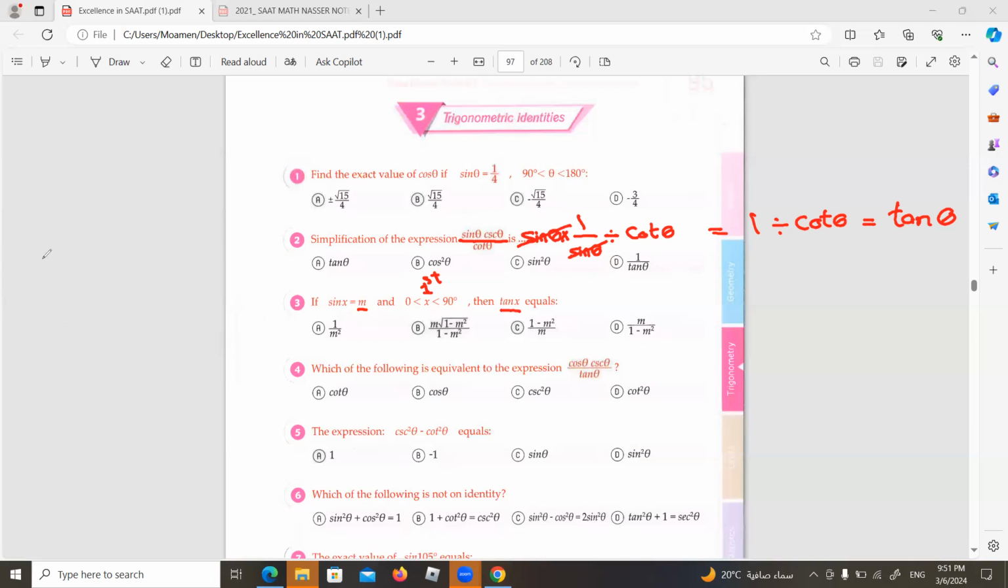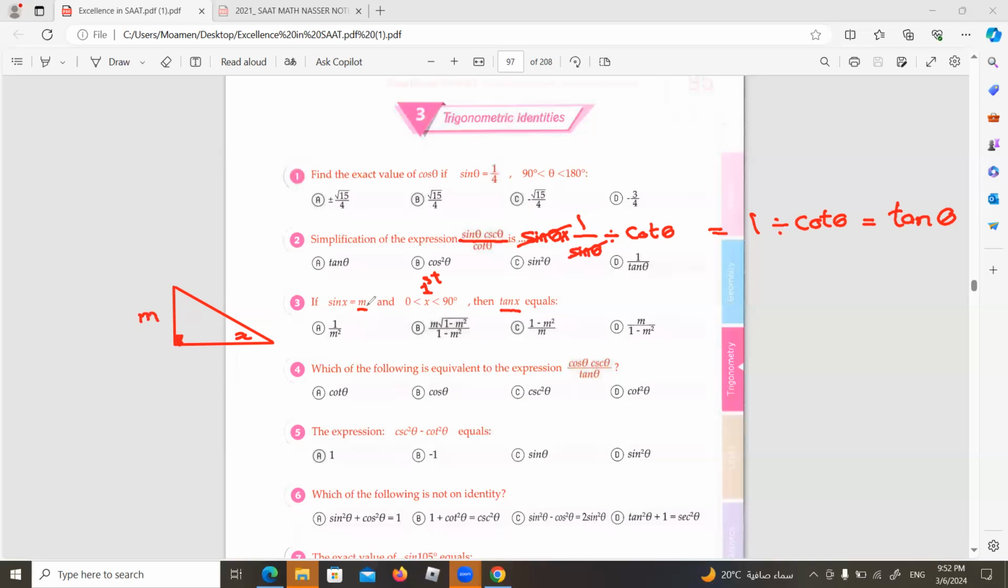I'm going to use the drawing method, like number 1. We draw a triangle. We work in the first quad, so sine, cosine, tan, cotan, sec and cosec are all positive. This is our angle, I name it x. He said sine x is equal to m. Sine x means opposite over hypotenuse, so the opposite is m.